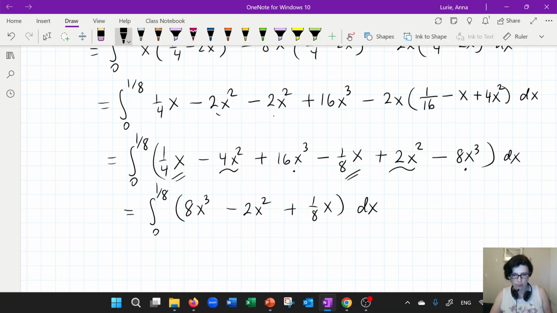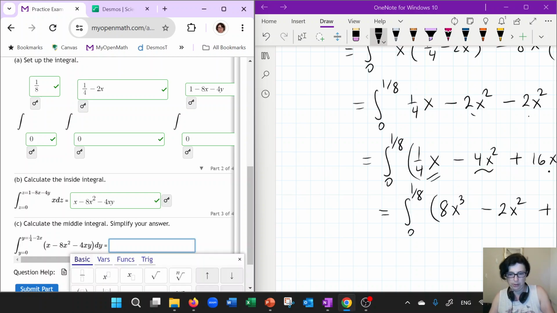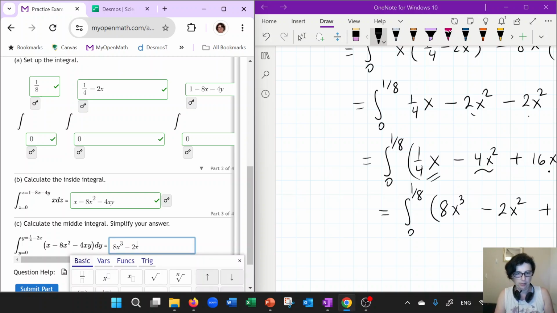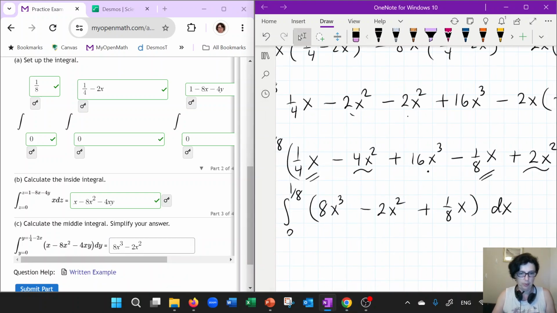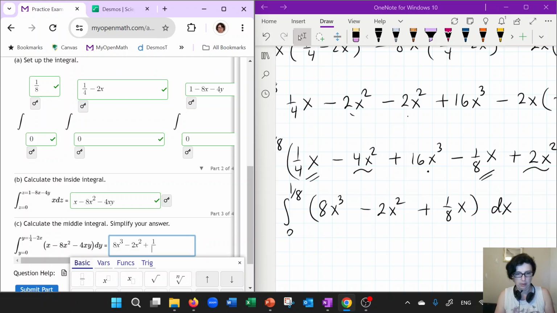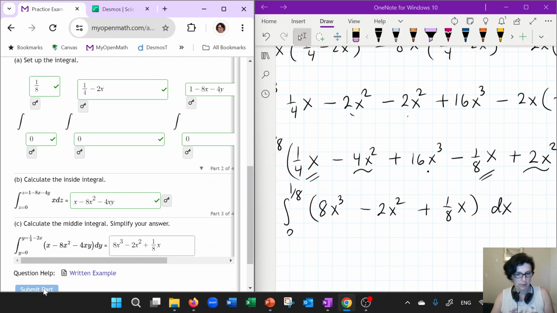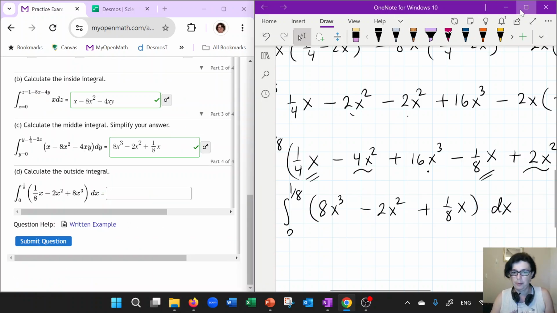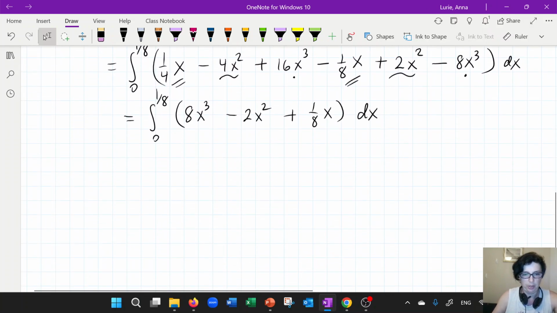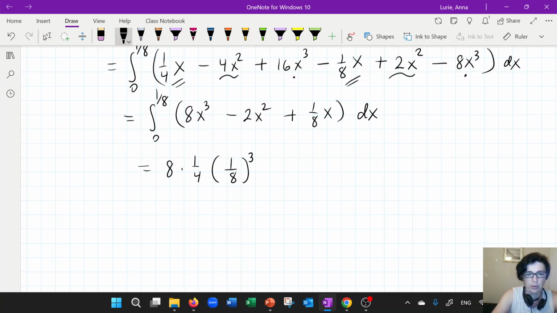Okay, so that would be the middle integral. So I got 8x cubed minus 2x squared, and then I had plus 1/8 x. Okay. And finally, we're just going to compute the outside integral. So that part should not be too bad. So we've got 8. Now x to the fourth is 1/4, and then I have 1/8 cubed. No, sorry, to the power 4, right? To the power 4. Then minus 2/3 x cubed. So this would be 1/8 cubed plus 1/8.